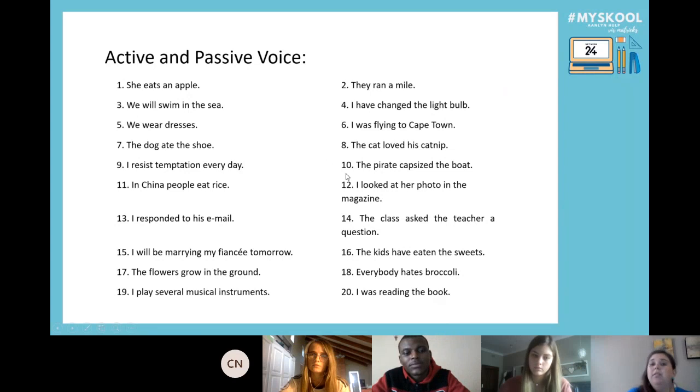Number 10, the pirate capsized the boat. Layla, what tense is it in? Ma'am, it is in the simple past tense. Exactly. And I think it is the boat. Can you say had been capsized by the pirate because it's already capsized in the past? Yes, so you keep it in the past tense.